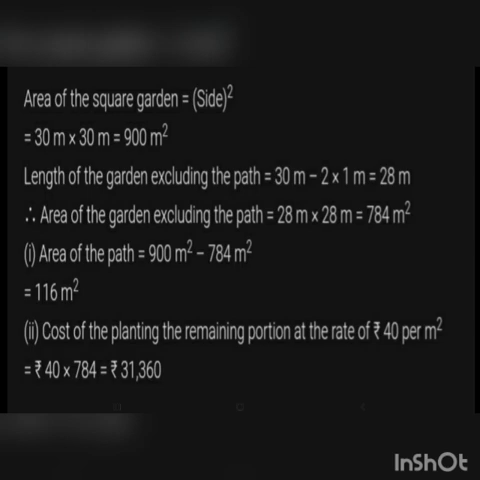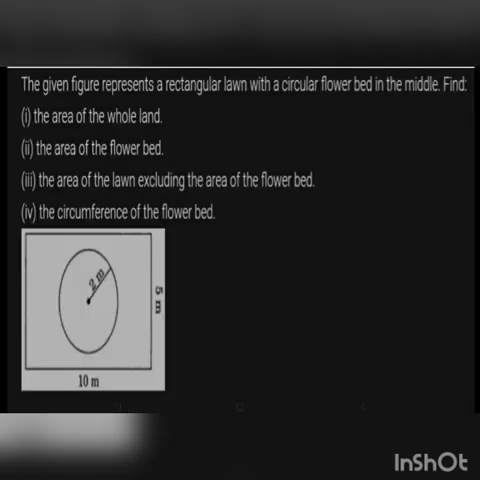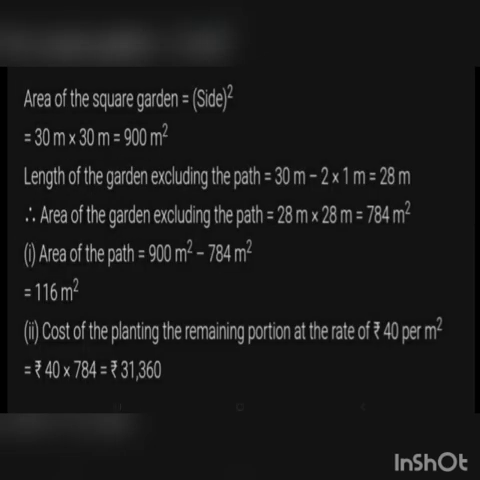The remaining portion, not in the path but in the remaining portion, they are keeping the grass. That is why we are multiplying with the 784. Here only they are keeping the grass. In the path they are not keeping.